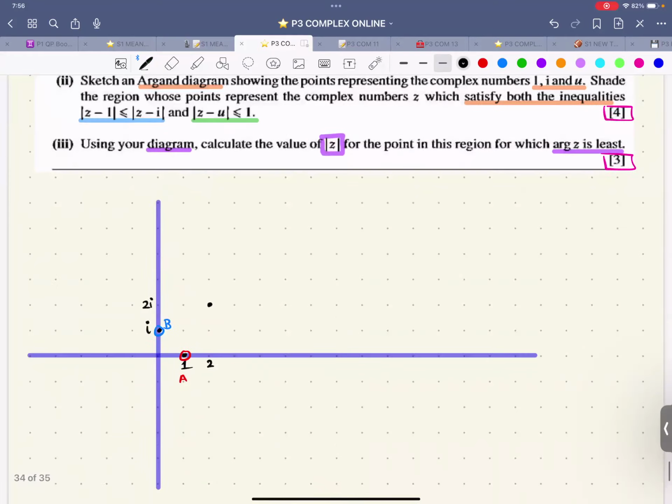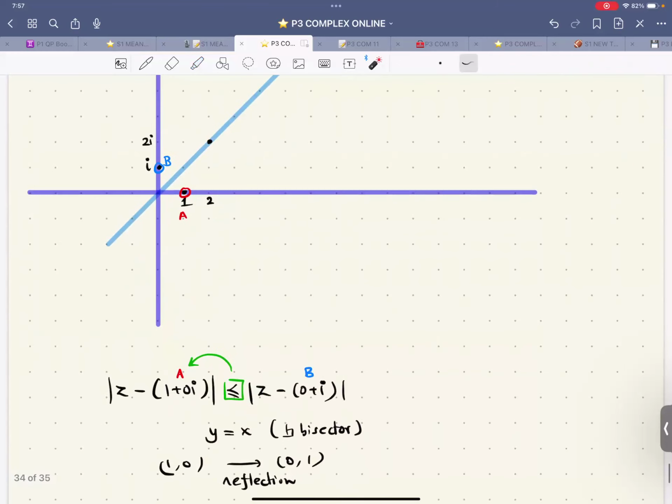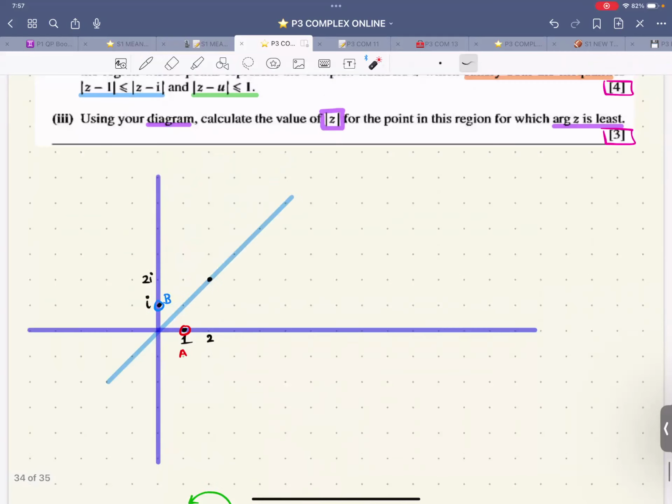So if I draw a perpendicular bisector in blue color, like this, and it's going like this, which region will we shade? We will shade the region that is closer to A. So we would shade this particular region, but hold for a second.